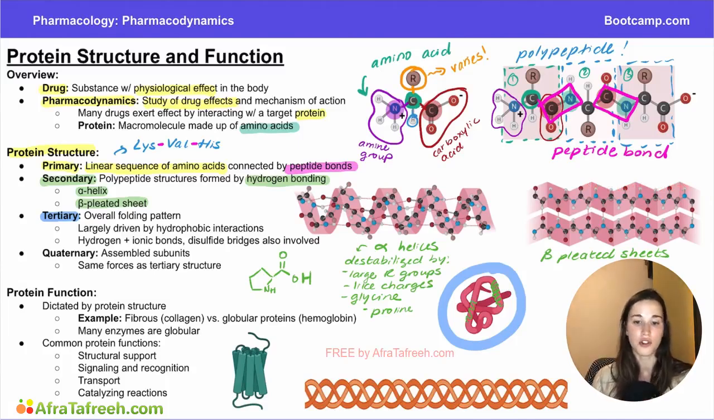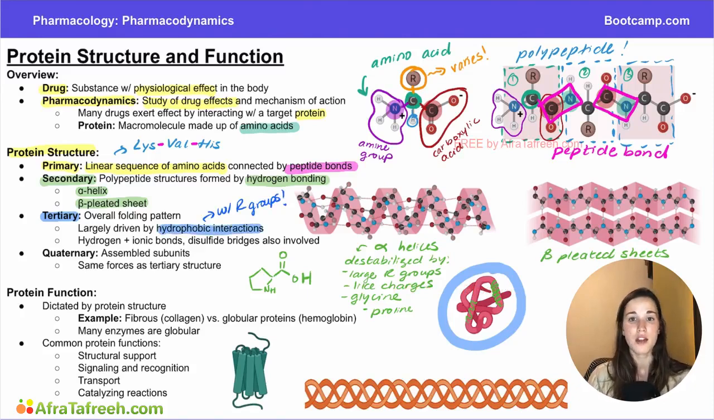The folding of the structure is mostly driven by interactions between the R groups of the amino acids, unlike secondary structure, which was driven by hydrogen bonding between the peptide bonds. Predominantly, this folding is driven by hydrophobic interactions. So proteins are going to contain both hydrophilic and hydrophobic amino acids.